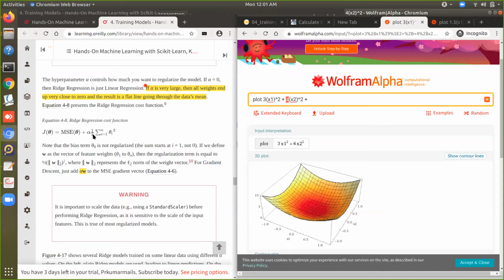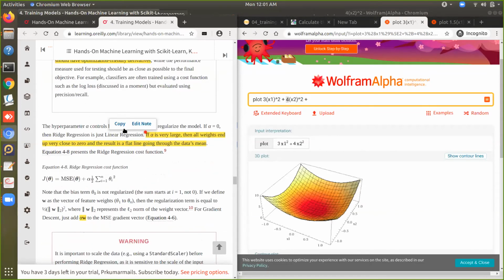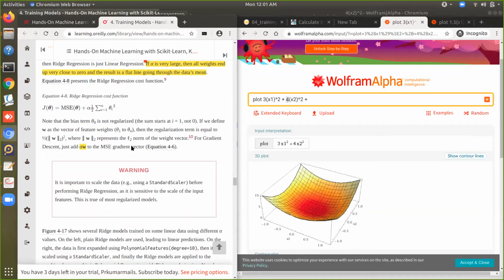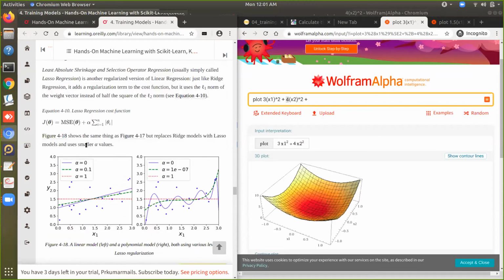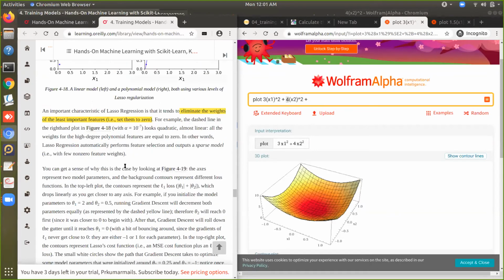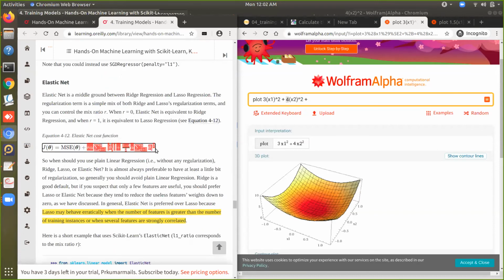In mean square error, our point is that we have to reach the global minimum. In ridge regression we add this extra term, so it is like minimizing the square of the theta, and in lasso regression the absolute value of the theta is added, and we call that lasso regression. The next one is elastic net, where we add the combination of both lasso and ridge.